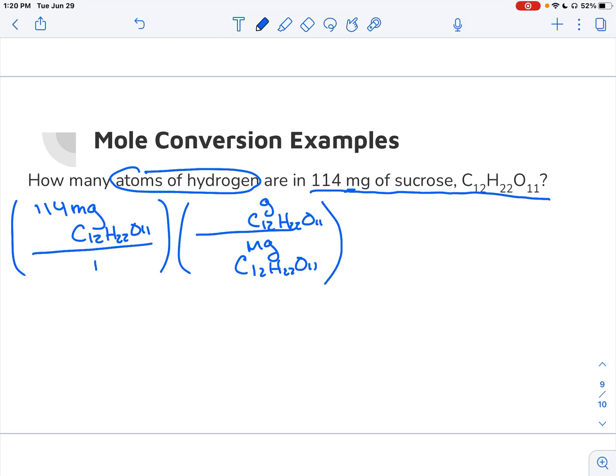Now, there's a bunch of different ways to write this conversion factor. There are 1,000 milligrams in 1 gram. So that's one way to write it. 1 gram has 1,000 milligrams. You can also write 10 to the negative third grams is in 1 milligram. However you want to write it, it's fine. The answer that you're going to get is this.